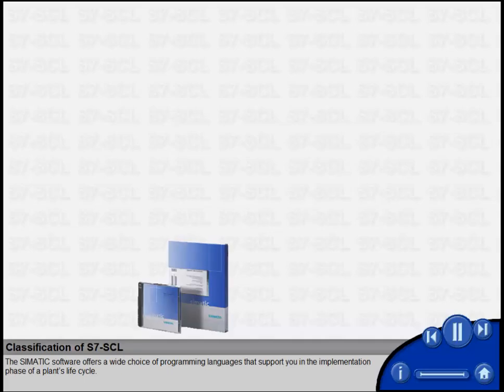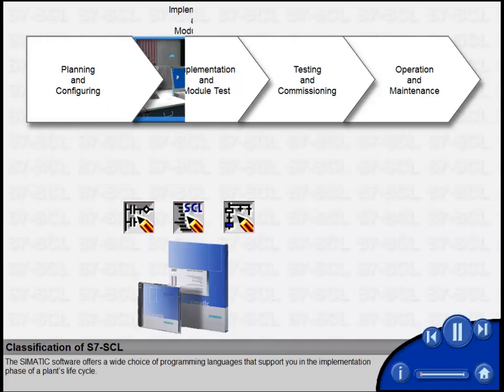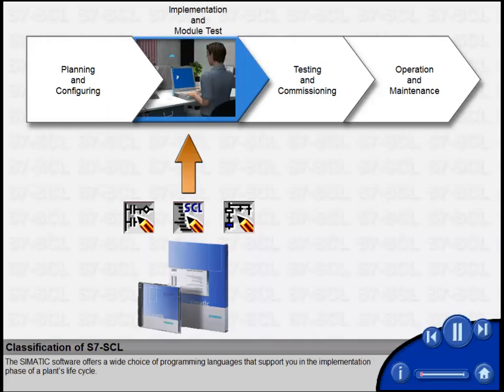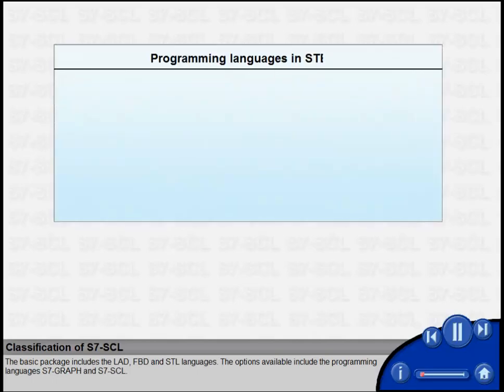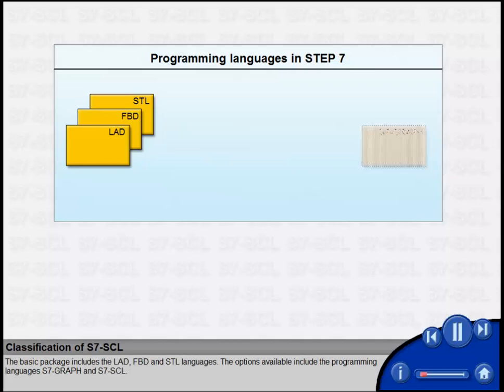The Simatic software offers a wide choice of programming languages that support you in the implementation phase of a plant's life cycle. The basic package includes the ladder, FBD and STL languages. The options available include the programming languages S7 Graph and S7-SCL.